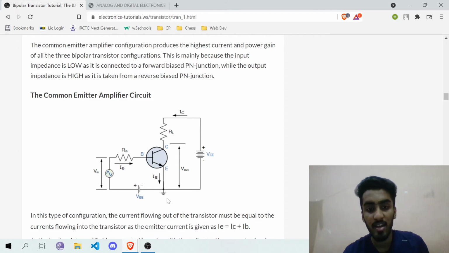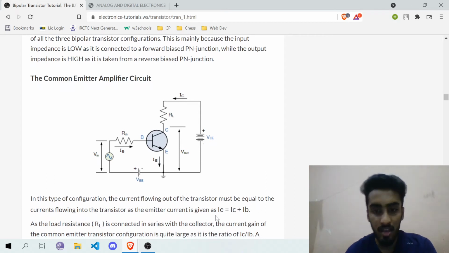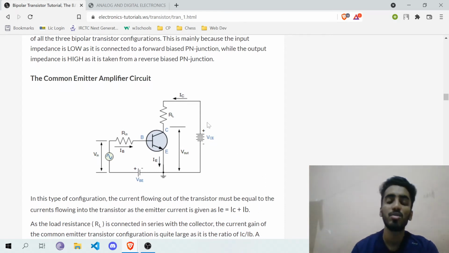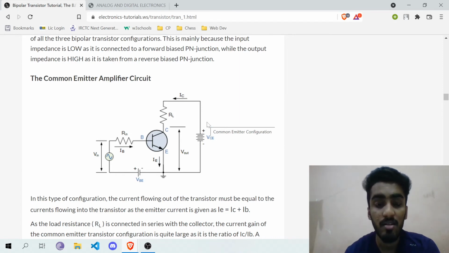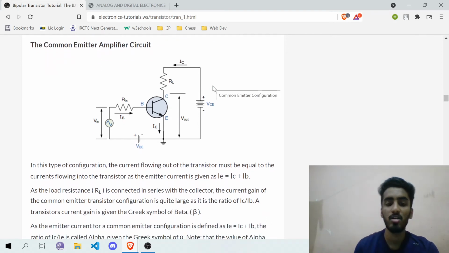Here the emitter is grounded, and from the circuit we can see that IB plus IC is equal to IE. IE is equal to IC plus IB. So in this case, the current gain is denoted by beta. The current gain is the ratio of the collector current to the base current. Now we can prove that the collector current is much higher than the base current. So the average value of beta is always greater than 1.